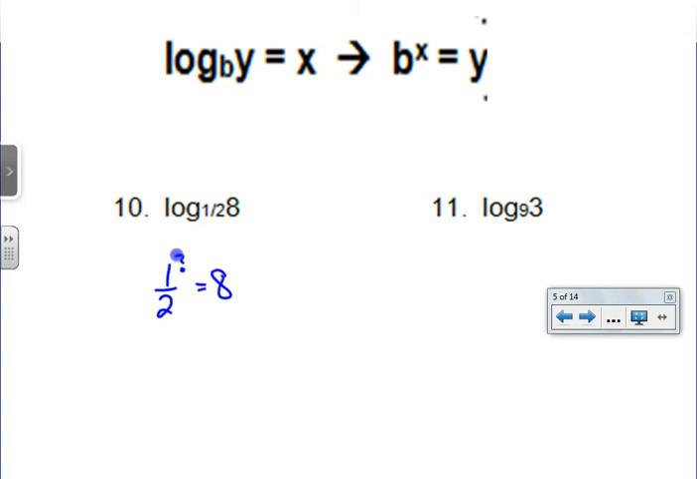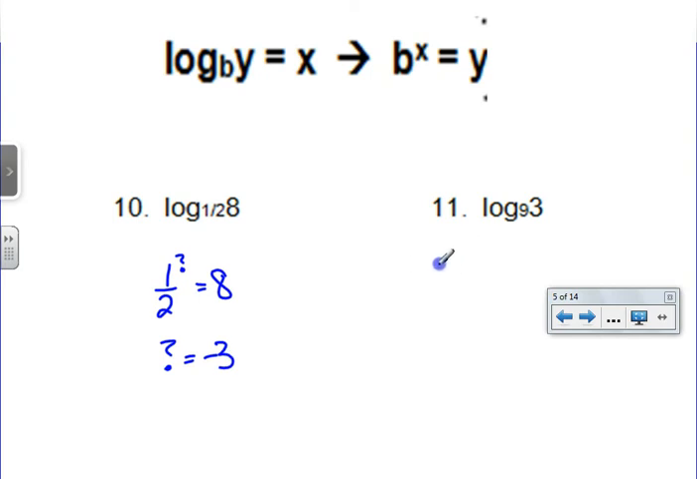Okay, number 10: 1/2 raised to what power would give you an 8? Similarly, we need to take the 1/2 and flip it back to a whole number, so I know the exponent is going to be something negative. And then 2, changing it to an 8, what power would I need? Well, that would be 2 to the 3rd power. Again, you could go back to your calculator and make sure this works, but it does.